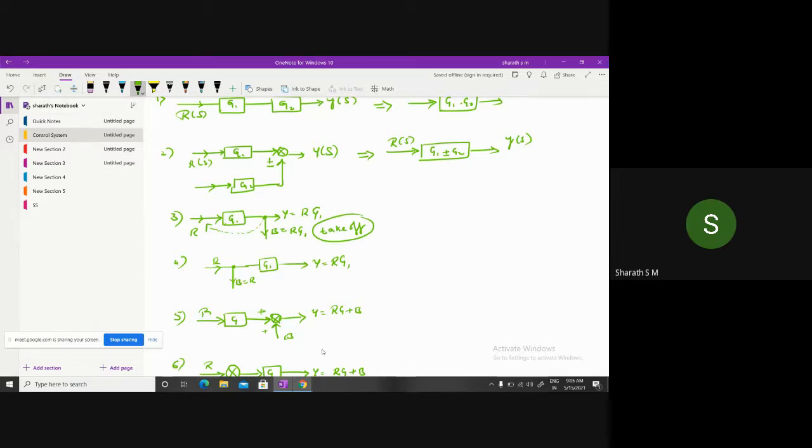Here we have an input as R. At this particular point, we have R into G1, so that indicates we have an output as R into G1. So Y is equal to R into G1. And for the intermediate point, the intermediate output we have labeled as B. So B is equal to R into G1. Here also we have R into G1 and here also R into G1. Now once we move the takeoff point from right to left, look at that observation here.